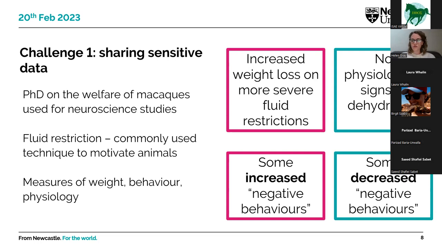So what I found myself with as a very junior researcher were data that had the ability to upset two different camps of people. To speak quite bluntly, neuroscientists are not going to want to know that a protocol that they use may have negative animal welfare connotations. And on the other hand, those with a preconceived conception that fluid restriction is detrimental to macaques may not be interested in knowing that there were, for instance, no signs of dehydration. And this, I think, is a situation that lots of animal welfare scientists can find themselves in. And how do we openly share sensitive data such as these?